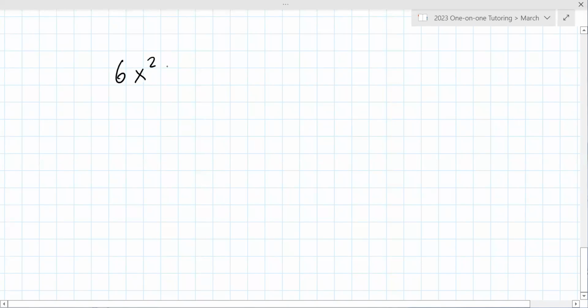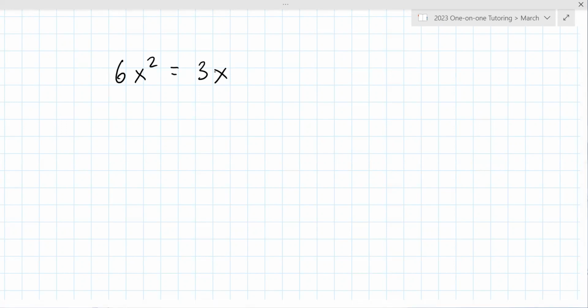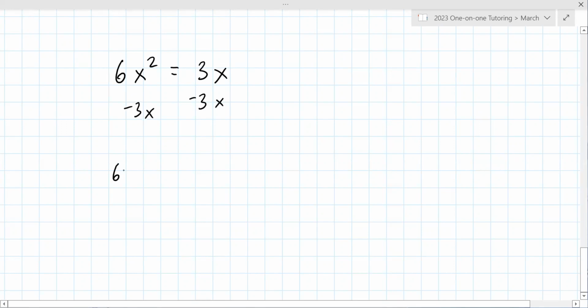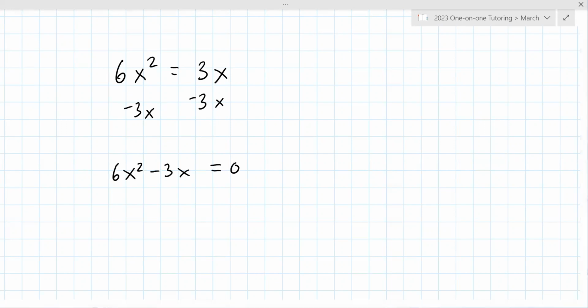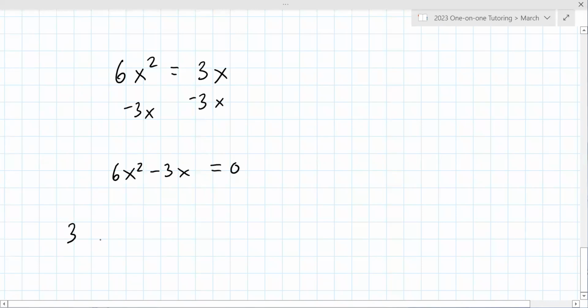So let's say it's 6x squared equals 3x. I want you to move everything to one side of the equation, please. Okay, so would you first subtract 3x? Yes. And then you'd set everything to 0. Not yet. You've got to find the greatest common factor between this. So 3, and the variable x to the 1. 3x, and then set everything to 0 now.